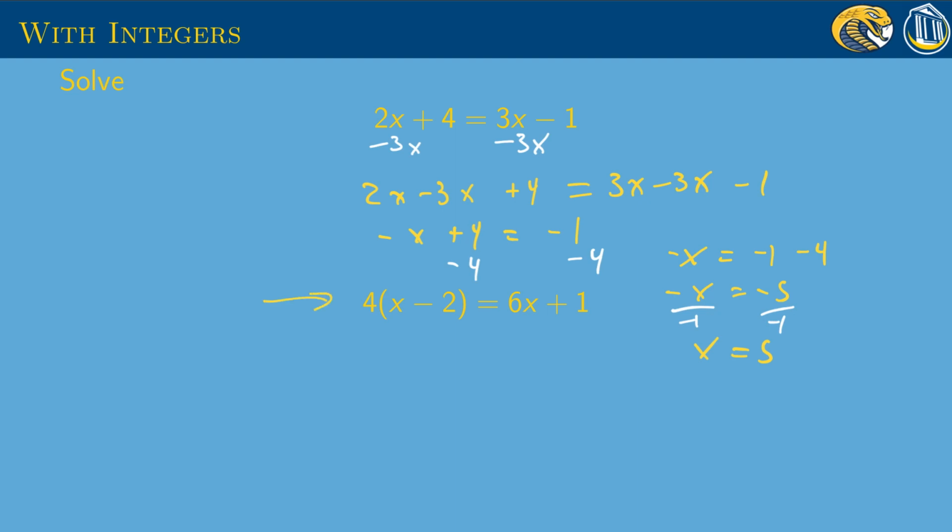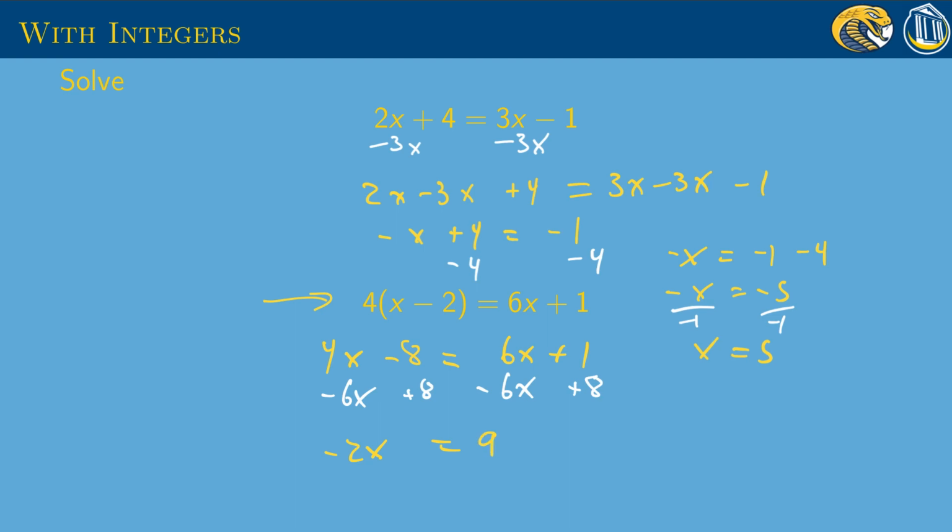Step 1 for this problem here is to expand these parentheses. Instead of 4 times x minus 2, we're going to look at 4 times x and 4 times minus 2, giving us 4x minus 8 equals 6x plus 1. Once again, we want to put the 6x on one side, the minus 8 on the other. And so we're going to do this all at once now. We're going to subtract 6x from both sides, and we're going to add 8 to both sides. Doing both of this at the same time and simplifying, we get 4x minus 6x, that's minus 2x, equals 1 plus 8 is 9.